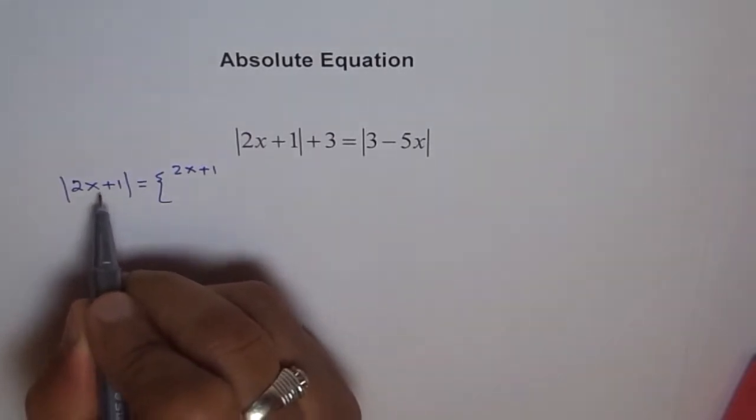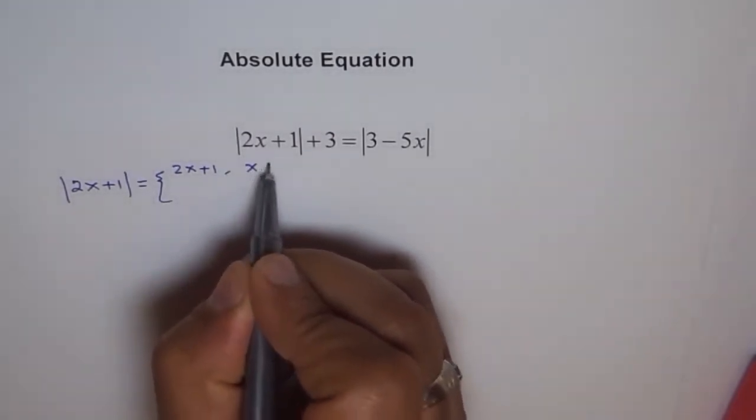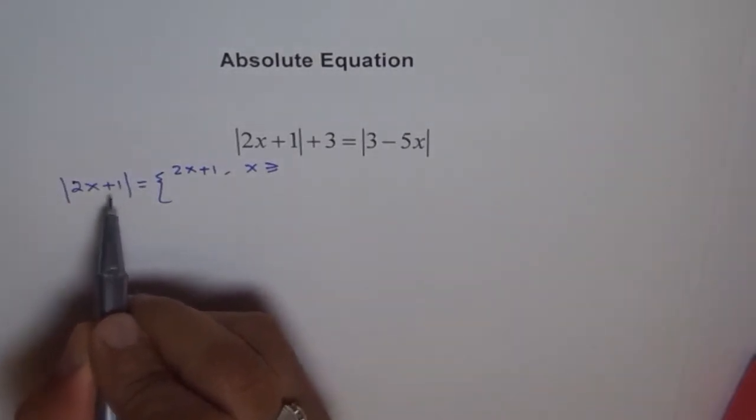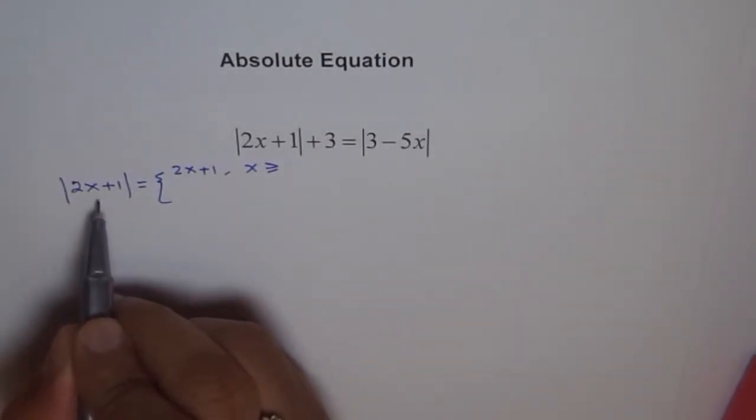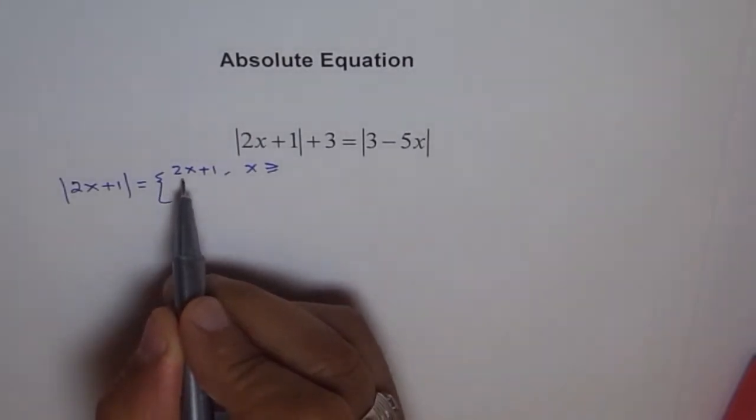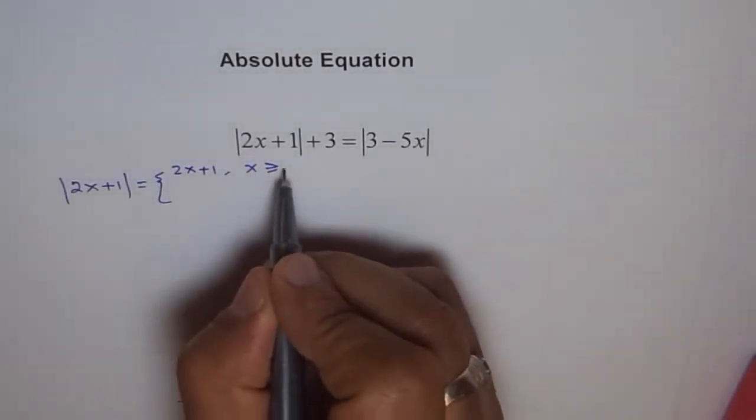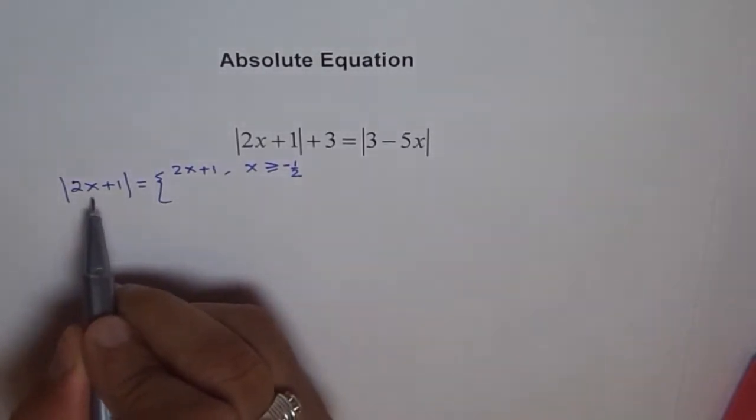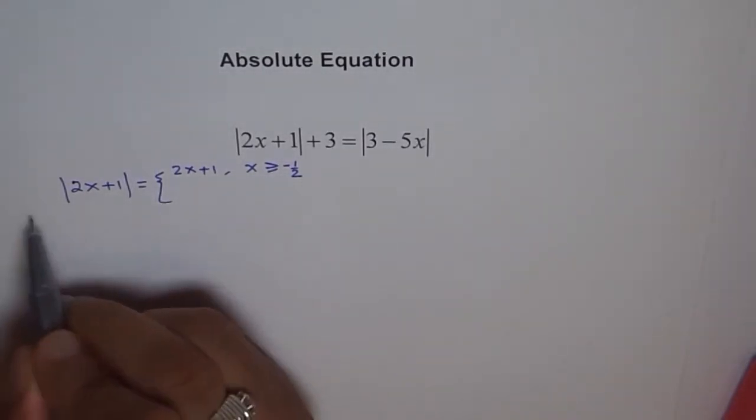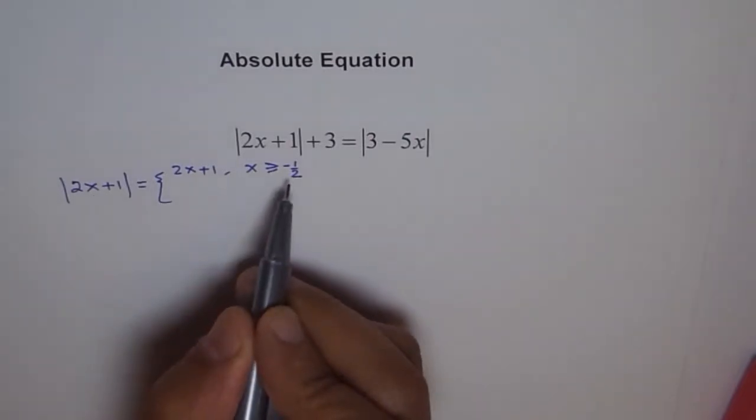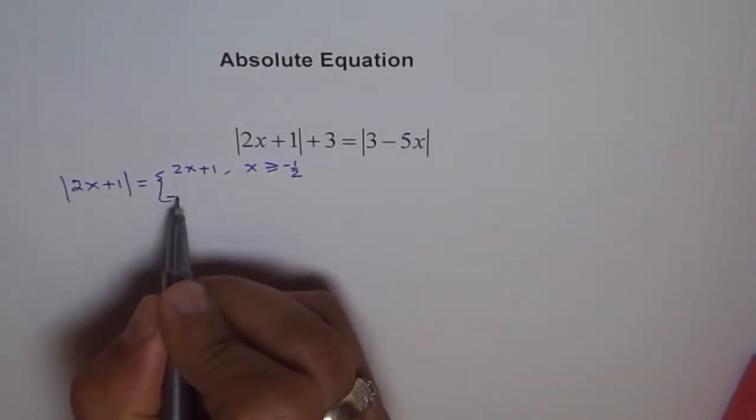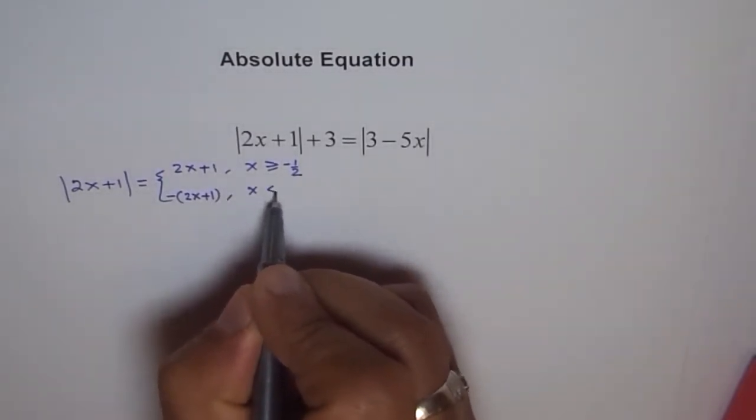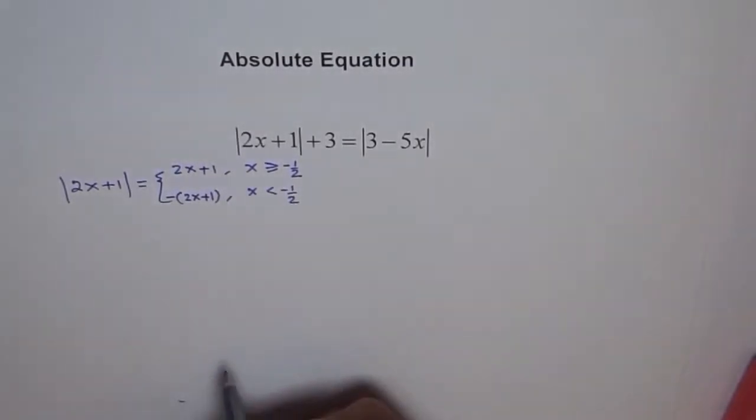if x is greater than or equal to, what will make this 0? Minus 1 over 2. So if it is on the right side of 0, it is always positive, right? So when x is greater than or equal to minus half, is it okay? But what will make this negative? If it is on the left side of 0, and the 0 value is minus half, right? So it will be negative of 2x plus 1 if x is less than negative half, right?